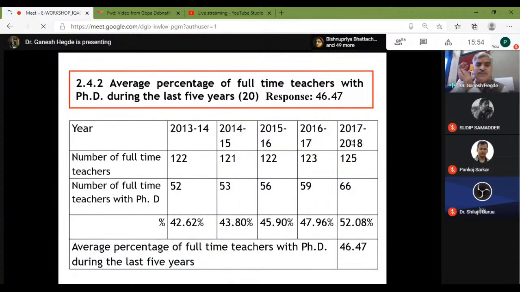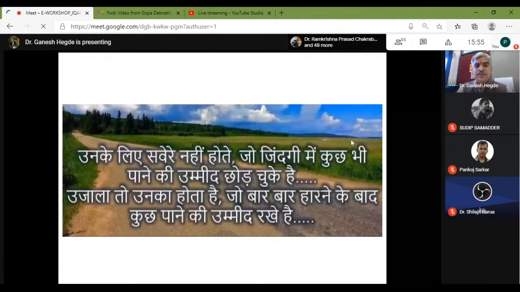2.4.2, one small metric which I would like to share with you, is how the average percentage of full-time teachers will be calculated. This is from when the institution applied in 2018. They have taken into consideration December 2018, when they applied. Now 2013-14 to 2017-18, 5-year data they have to give. Now full-time teachers, number of teachers with a PhD, and then the percentage will be calculated. This is the way NAAC is calculating the percentage.